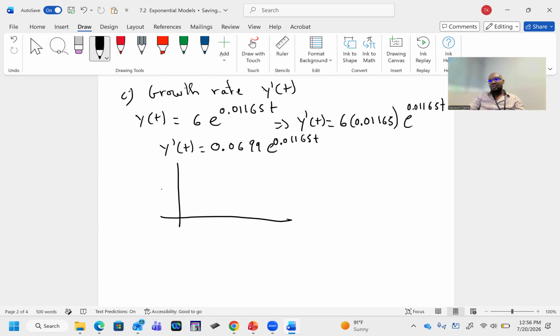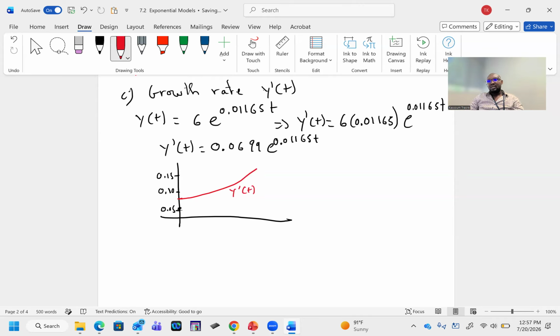In this case, the initial value is 0.069. So let's set this as 0.05, this as 0.10, this as 0.15, and so on. So the graph will be something like this. This is the graph of y prime of t.